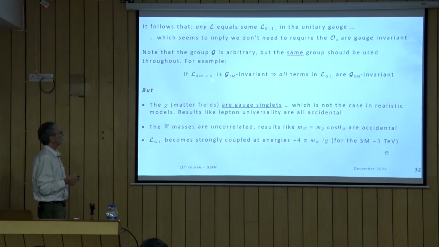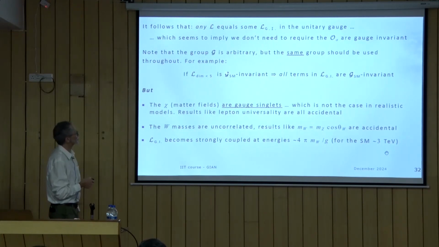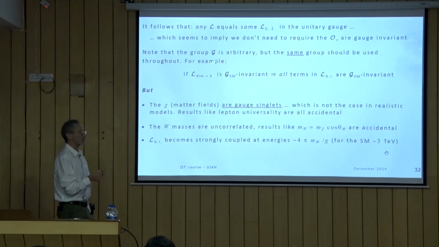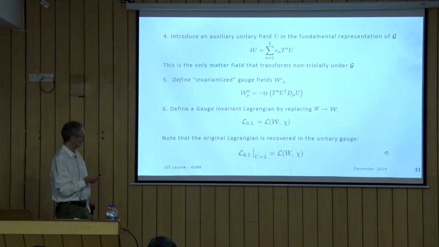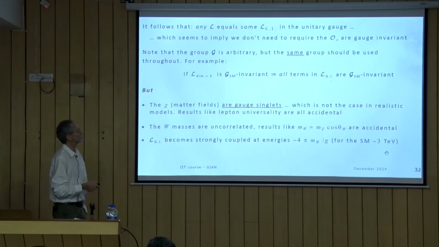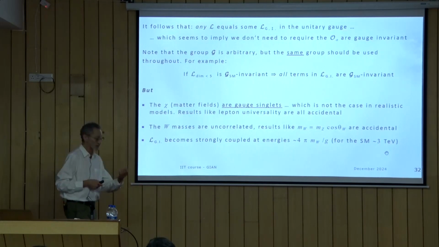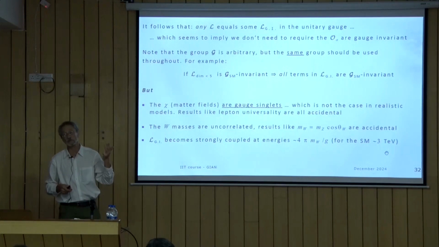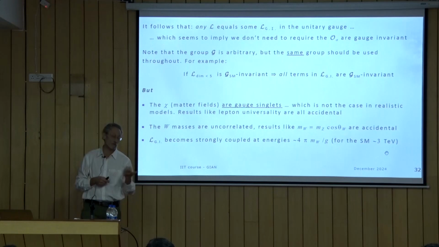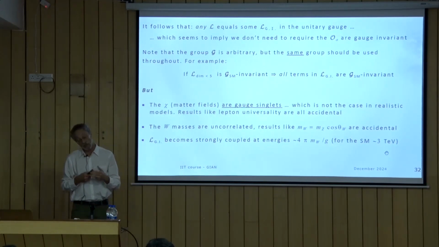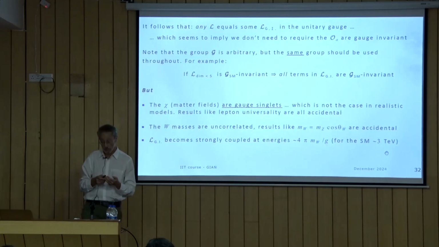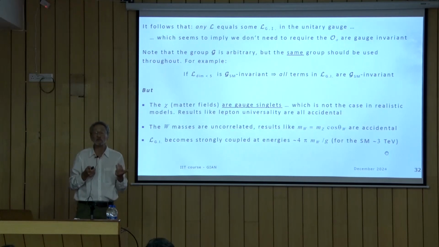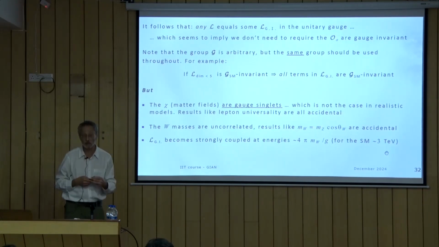So, for example, if the terms in your Lagrangian that have dimension less than 5 have the standard model group as the local symmetry group, then all terms would have to be standard model invariant. But the standard model has what? It has W plus, W minus, Z and photon, 4. But you can choose any group that has dimension 4 or larger, go through the procedure, and you get some gauge invariant theory with a unitary field, and that's it. That's how it goes. There's no need to have a gauge invariance requirement, apparently, at the beginning.